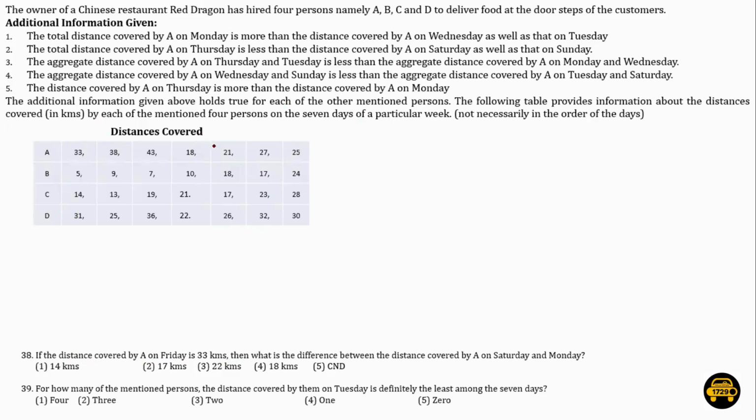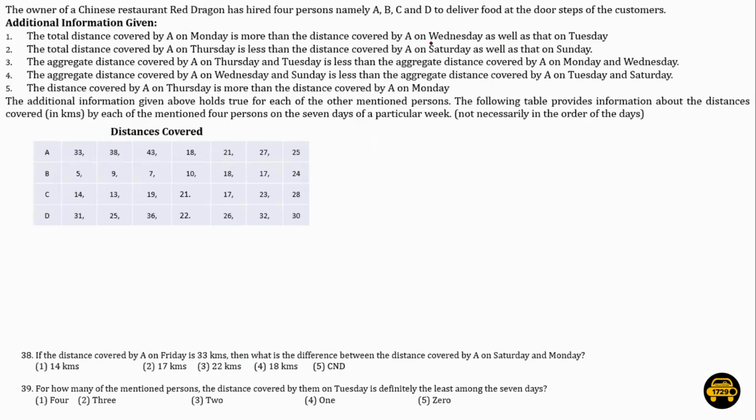Now, first we need to find out which distance was covered on which day. For that, we need to understand the order of the days. I mean, the day on which the maximum distance will be covered, followed by the day on which the next maximum distance is covered, and so on. So on the basis of the information, let's try to find out the order of the days first.